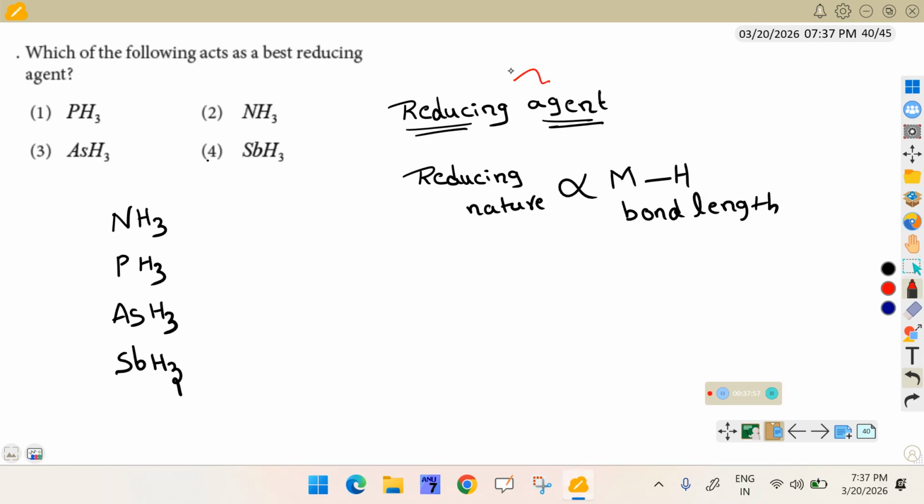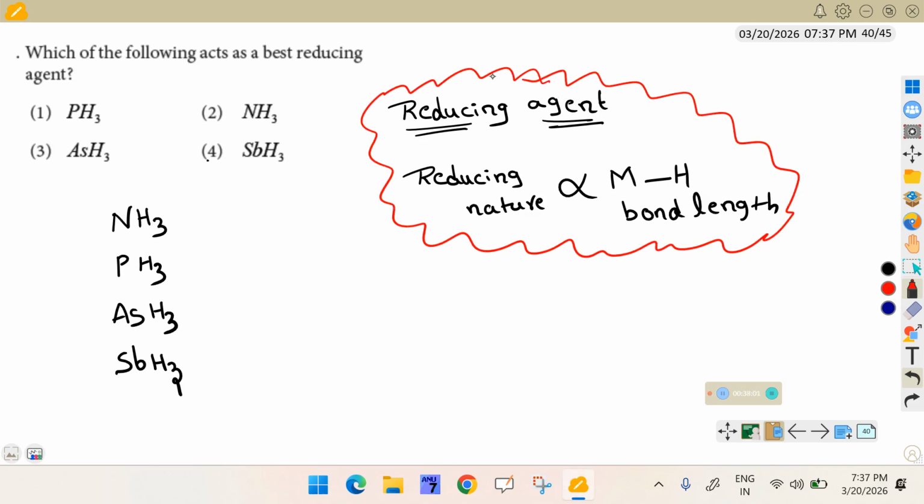Which of the following acts as the best reducing agent? In case of hydrides of 5A group, the reducing nature is directly proportional to M-H bond length. Hydrides of 5A group, top to bottom, atomic size increases, so M-H bond length also increases. So the correct option is SbH3.